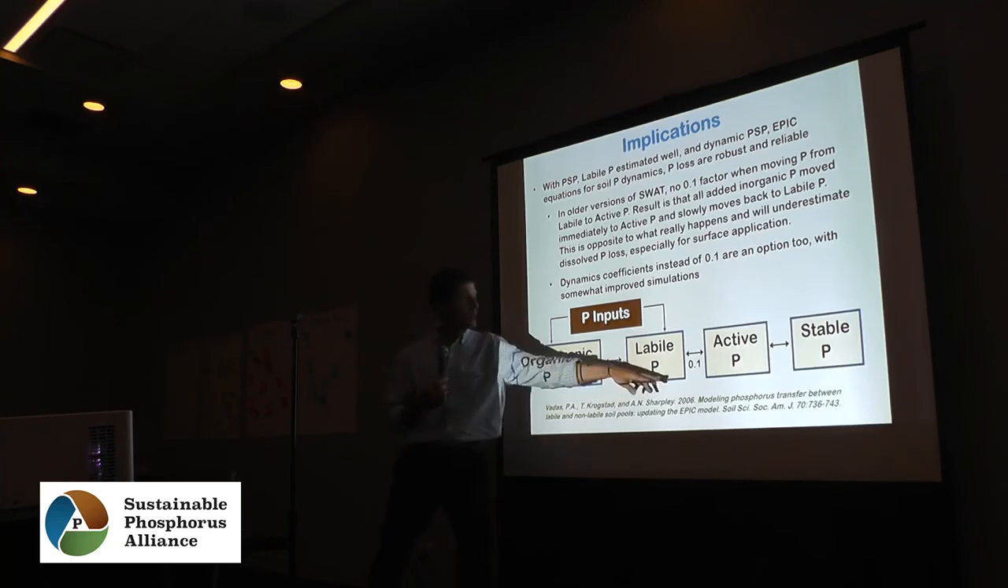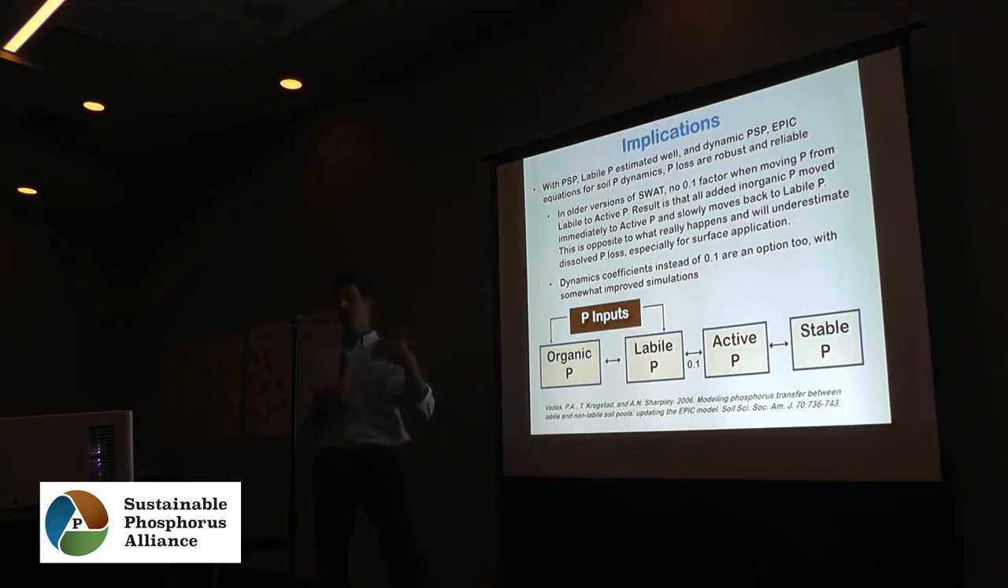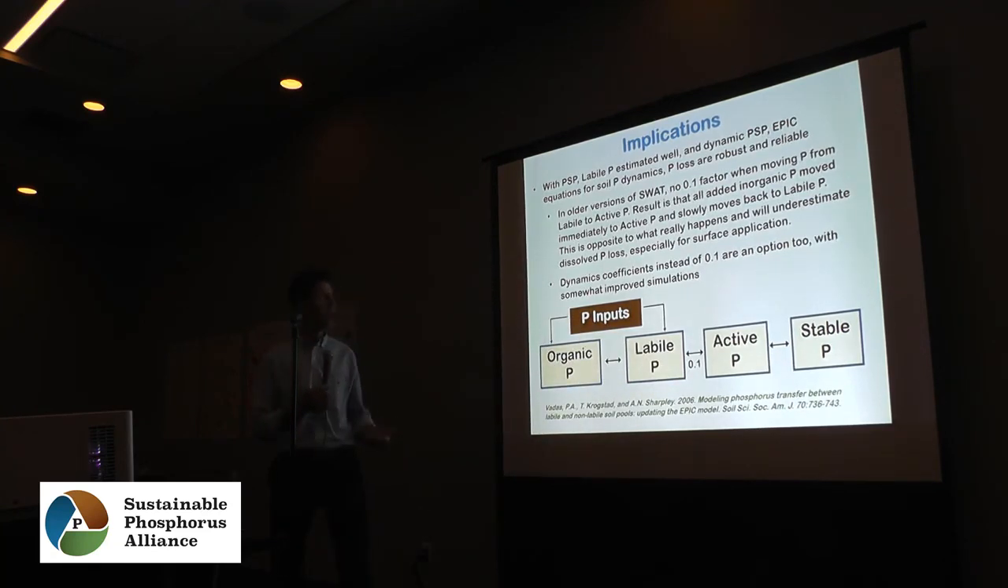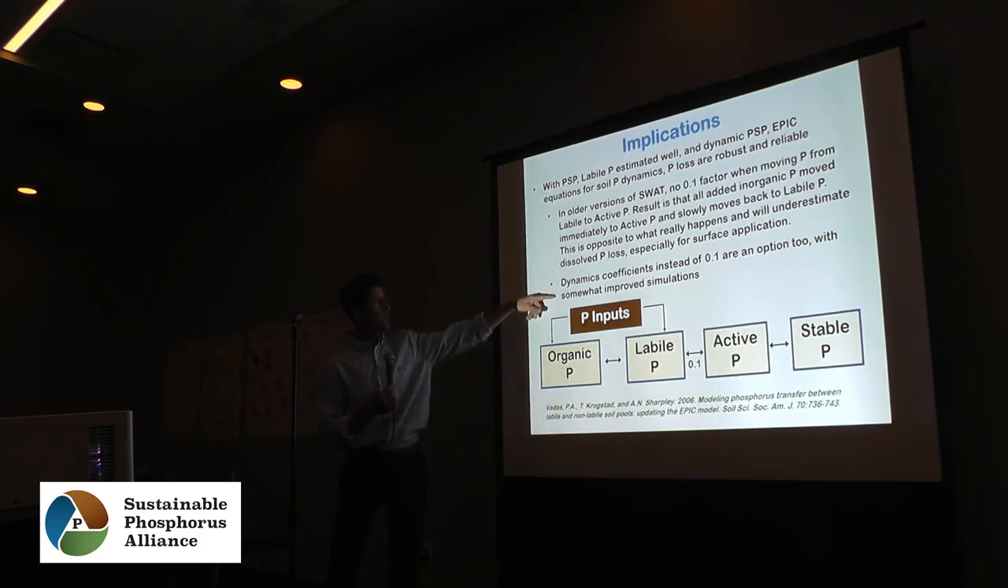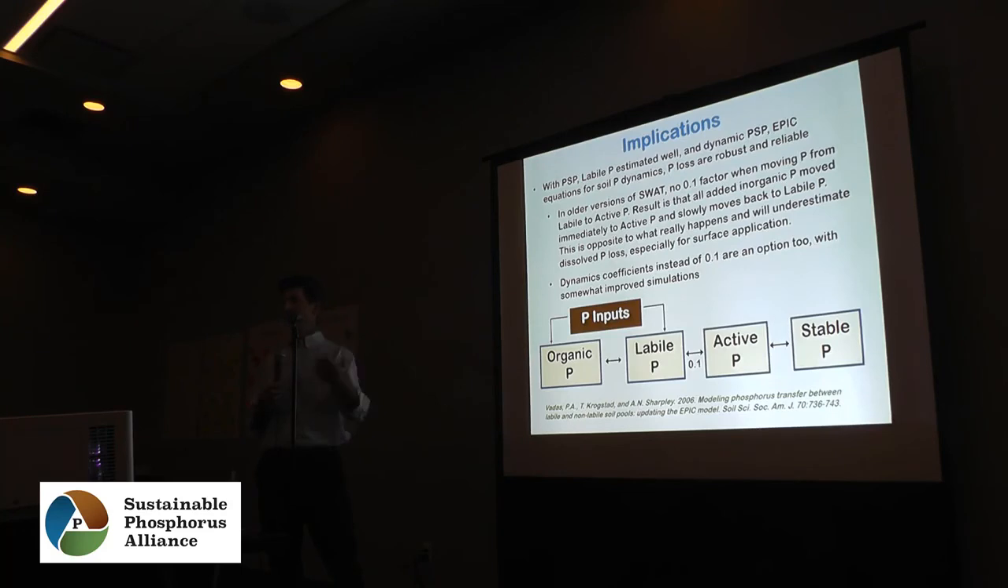So this 0.1, moving 1/10 of that imbalance for the day, we find that works really well. We've got a paper here that looked at how you can make that 0.1 a little more dynamic based on how many days after application it's been, and you can get some improvements in soil P dynamic simulations, but nothing that's earth-shattering enough to want to not use the 0.1.